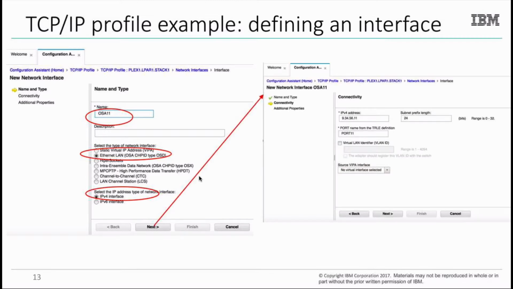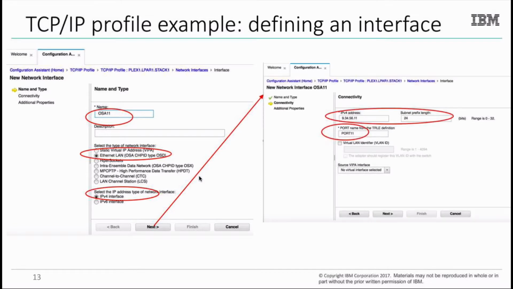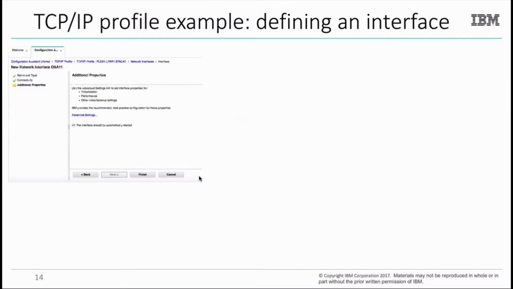You define the connectivity. That's where you define the IP address, the subnet mask, the port name. If there are any VLANs to identify, you do the VLAN. If you're using source IP addressing, you can pick the source IP interface here, the source VIPA. Then you click Next, and you get to a screen of additional properties.